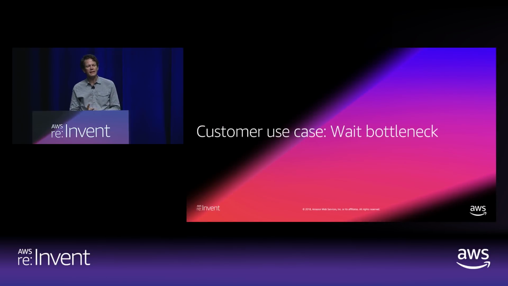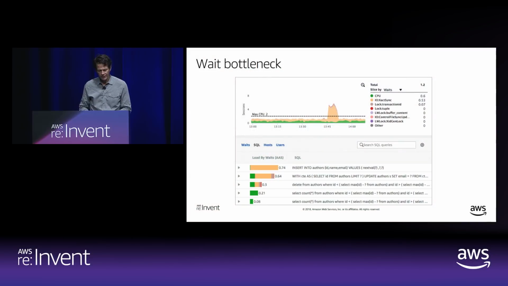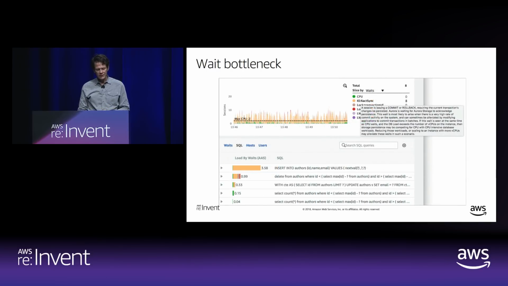Okay, I'm going to go into the second use case. So this is a wait bottleneck. So here we have the dashboard, and I see a spike again, but it's a different color. So something else is happening. It's not CPU. I'm going to click and drag my mouse, and I'm going to zoom into that time period. So here I've zoomed in and just to that bottleneck. And I can see that almost all my load is this light orange color.